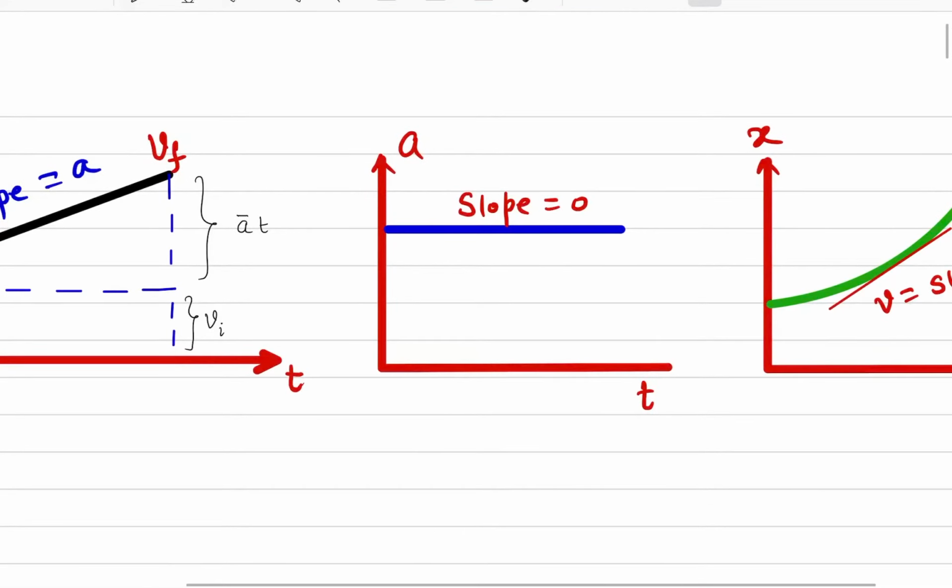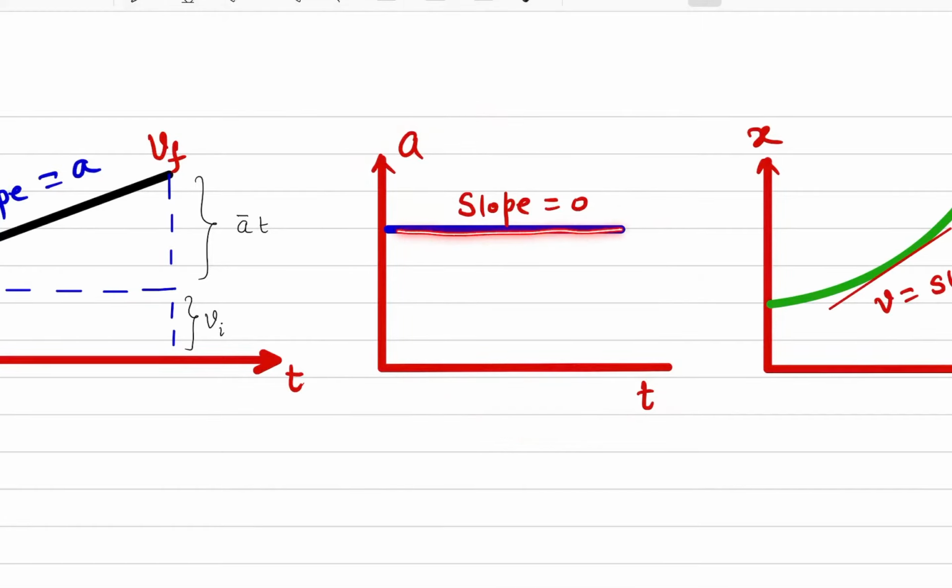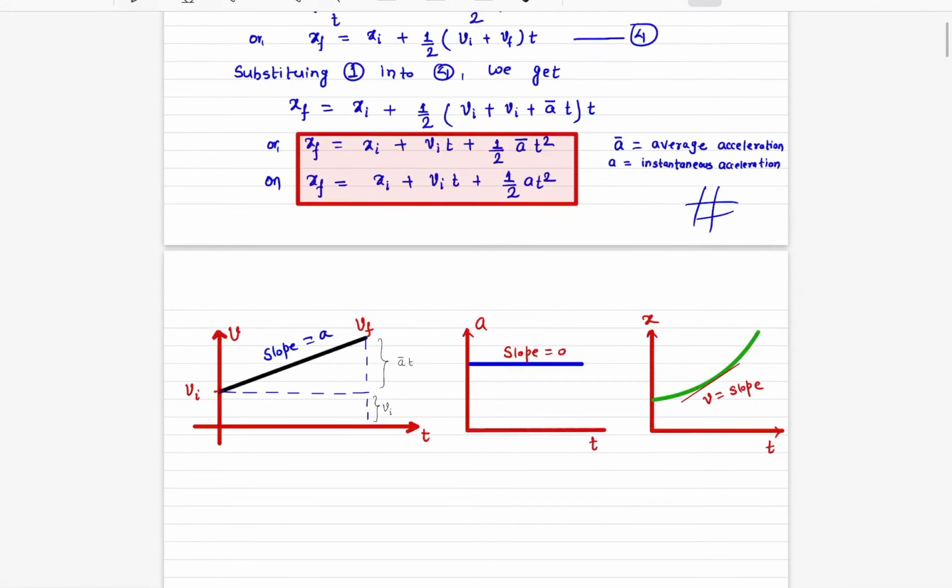Now let's take a look here. This is the constant acceleration. It is not changing with respect to the time. Time is changing, but the acceleration is constant. So if I measure the instantaneous acceleration at any point, it has to be exactly equal. Or even if I take the average, the instantaneous acceleration would be exactly equal to the average acceleration. All right, so here you can simply replace the average acceleration by the instantaneous acceleration.